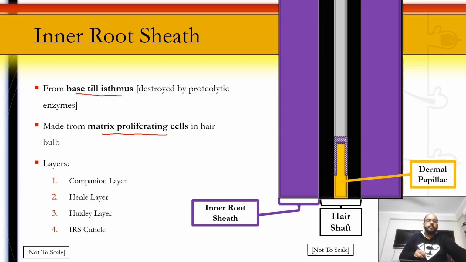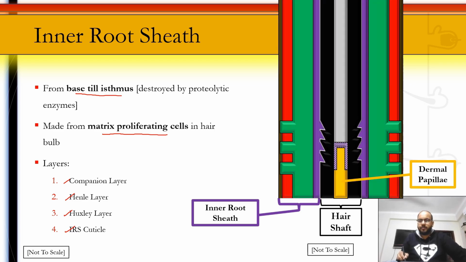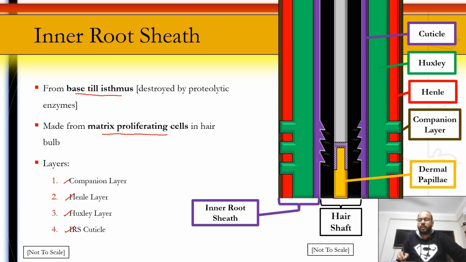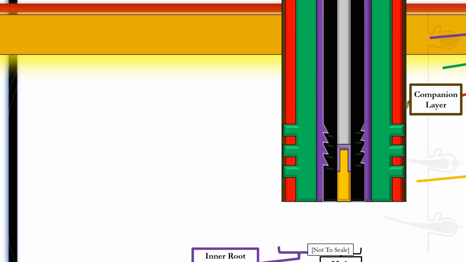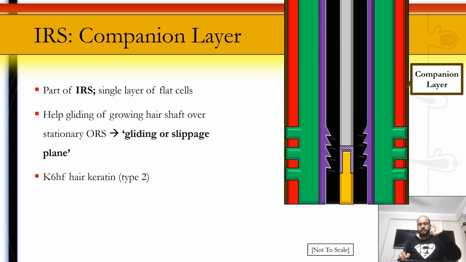Now, inner root sheath has four layers. From outside to inside, you have the companion layer, Henle layer, Huxley layer, and the IRS cuticle. So let's look at these layers. You have the companion layer on the outside, then the Henle layer, Huxley, and IRS cuticle. The first layer that we'll discuss will be the companion layer.